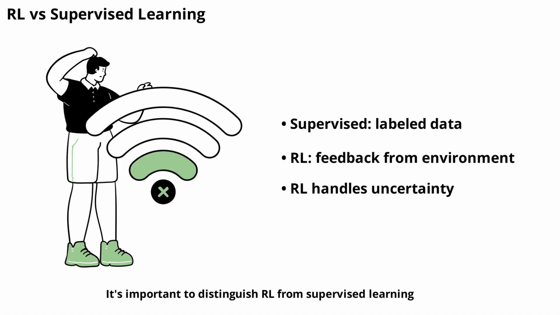It's important to distinguish RL from supervised learning. In supervised learning, the model is trained on labeled data, with the correct answers provided for each example. In RL, there are no explicit correct answers. The agent must discover the best actions through interaction and feedback. This makes RL more flexible, but also more challenging, as the agent must deal with uncertainty and delayed rewards.